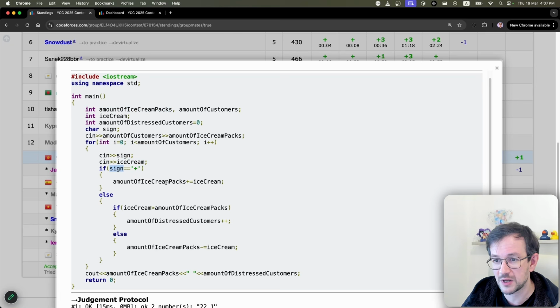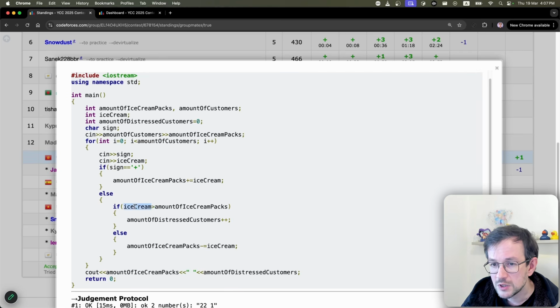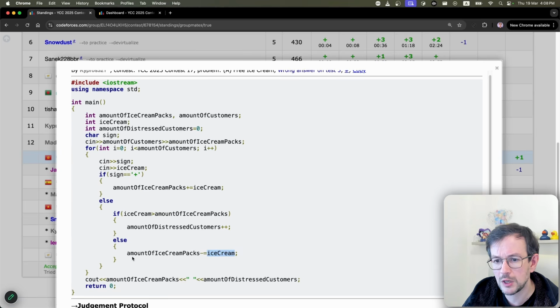Okay, if sign is plus plus. If not, if I have greater or equal, should be yes. No. If ice cream asks more than I have, then in distress. If not, subtract ice cream. Looks okay. Looks not bad. So we didn't initialize these variables.